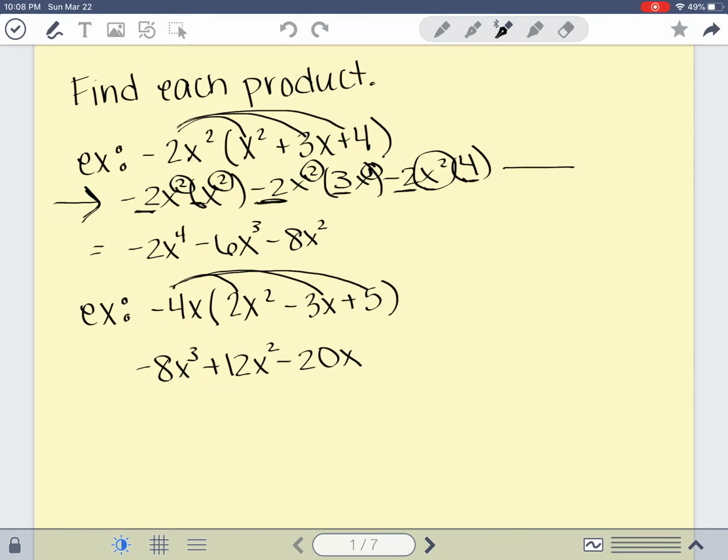All right, so notice I skipped this step. If you can do that, awesome. If not, then continue to write it out. Whatever works best for you.